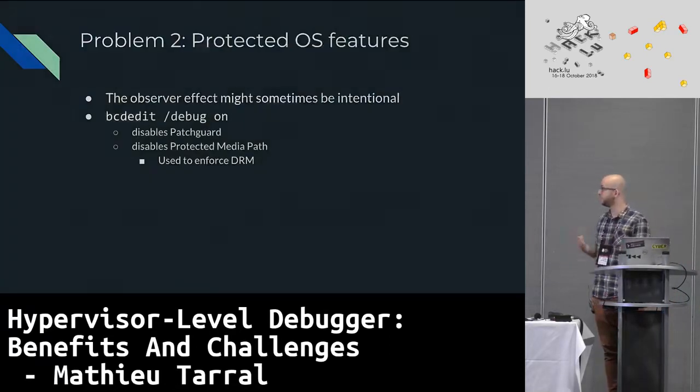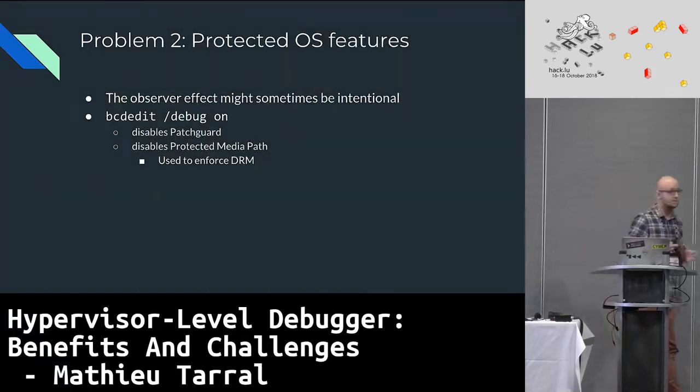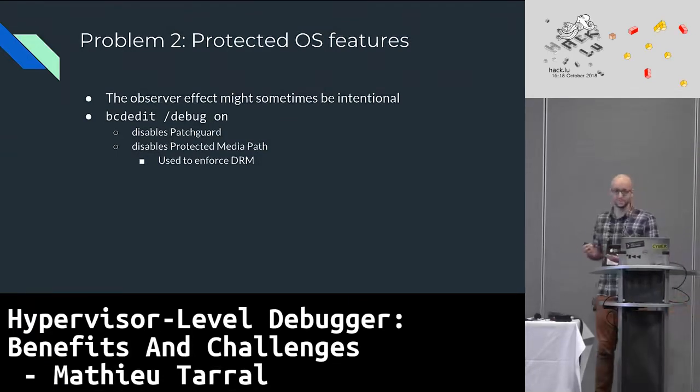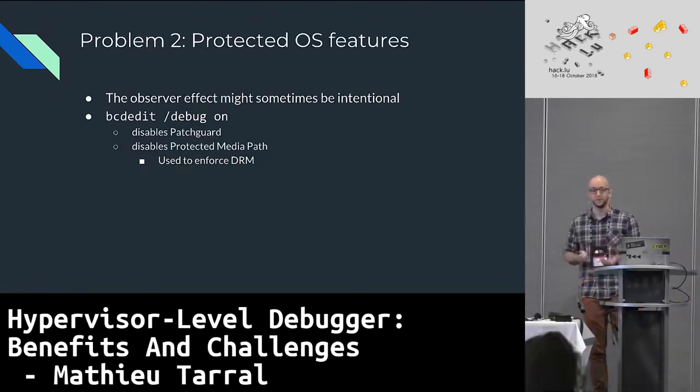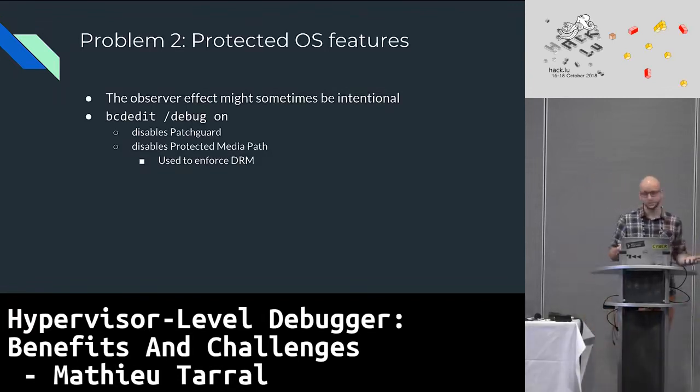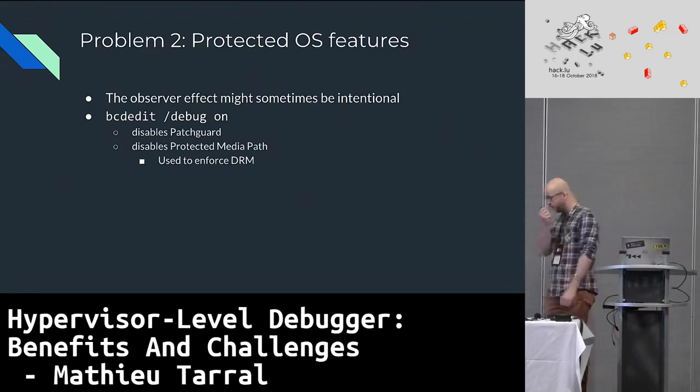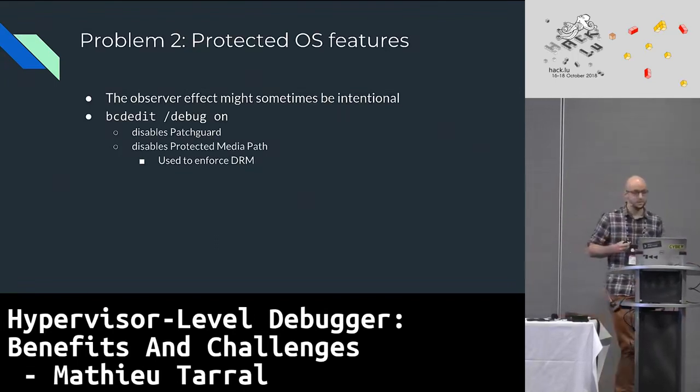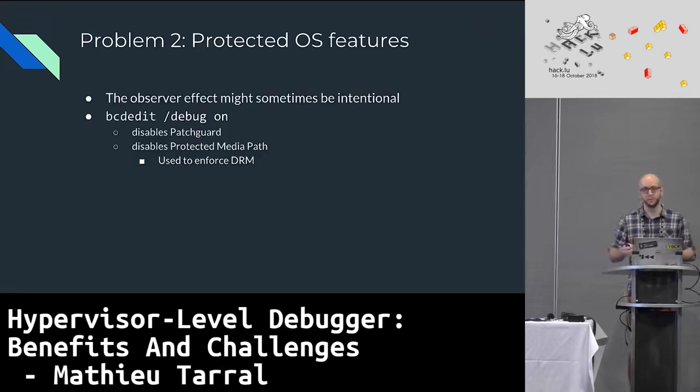The second problem I can think of is that sometimes this observer effect is intentional. Some closed-source operating systems out there are just trying to protect their features. If you enable debugging on Windows, it will first disable PatchGuard and then disable the protected media path. The protected media path is a requirement to start a protected environment to allow the execution of DRM. So if you want to analyze DRM execution, you cannot use a debugger for that, because it's protected.